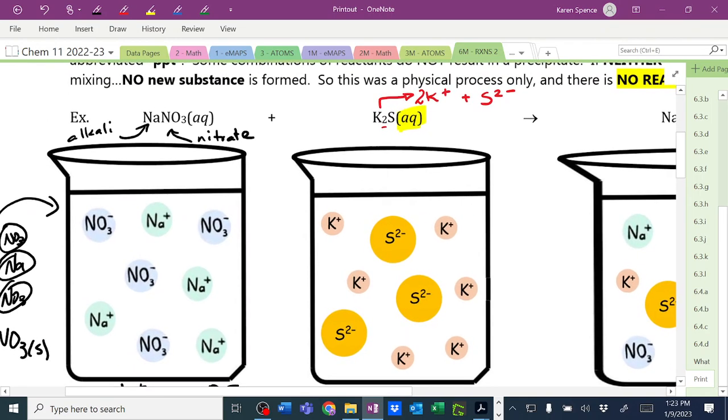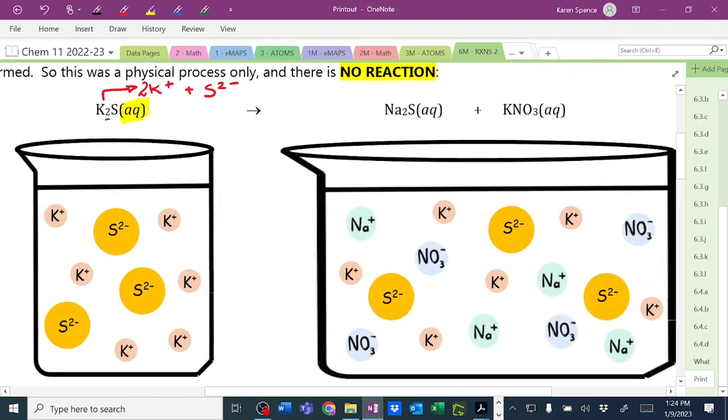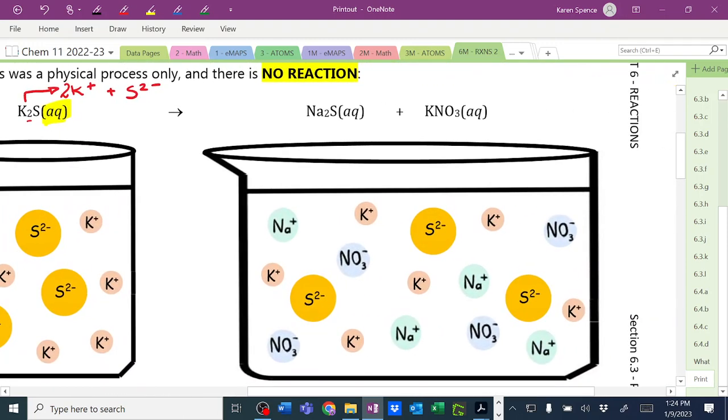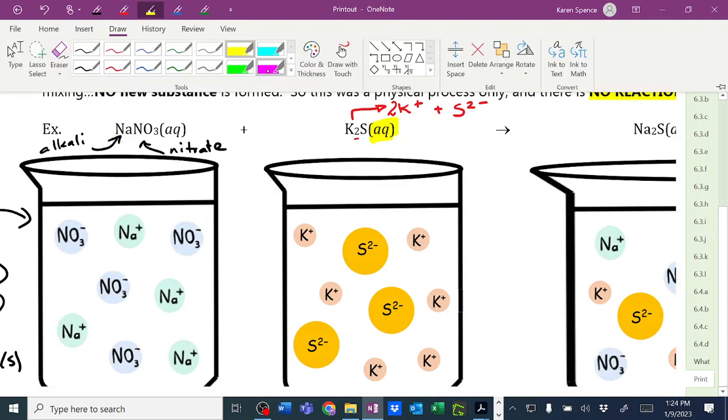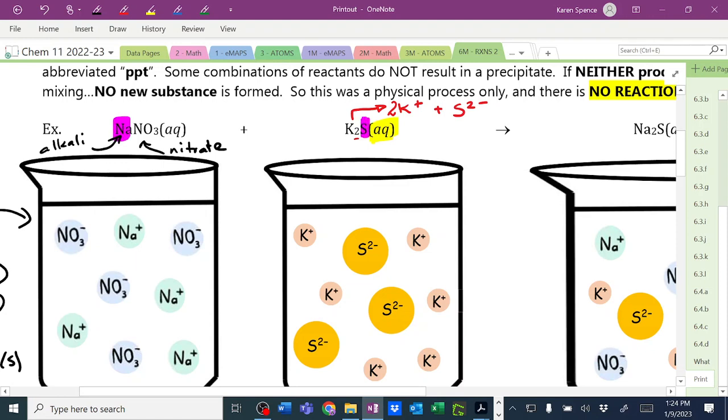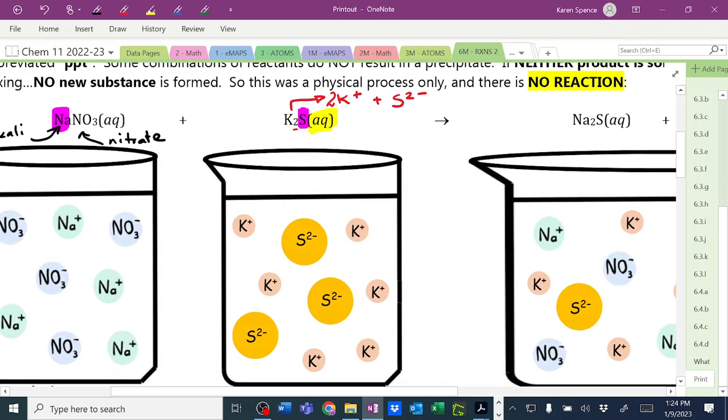So you can see that in the solution we have 2 Ks for every 1 S. Now I can toss those together. And in theory, my products would be, I would take my outside ions, Na, actually I should do a different color. I would take my Na and put it together with my other outside ion S, and I would end up with Na2S.